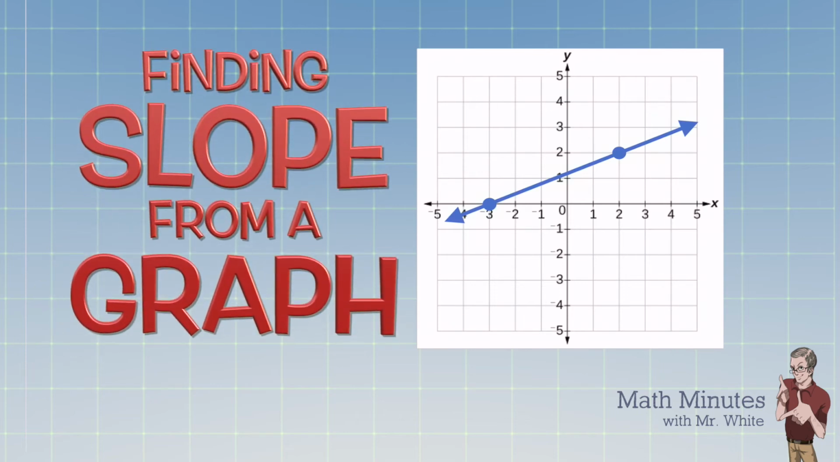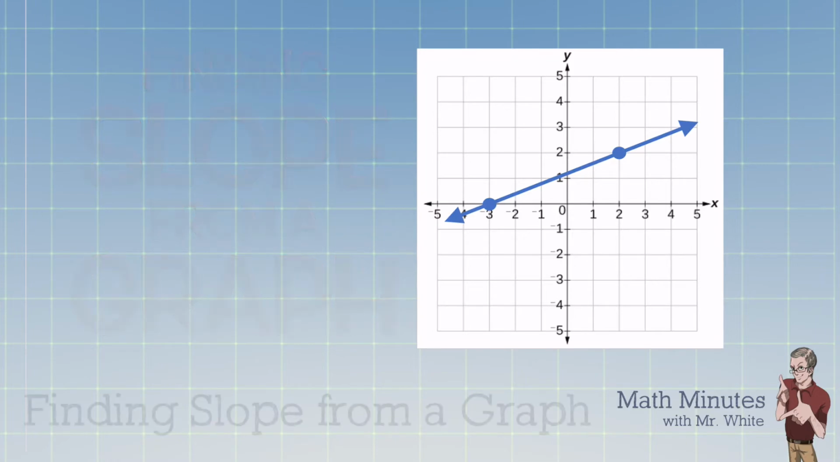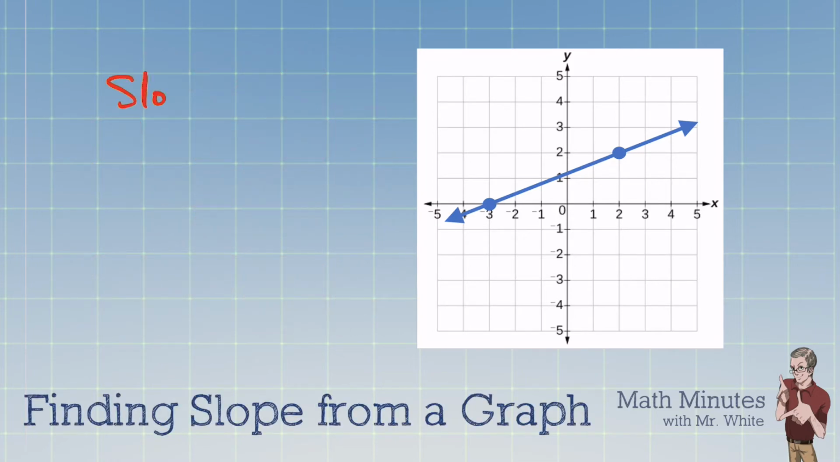The goal of this video is to give you the skills so that you can find the slope given a graph. Now remember, slope is a fraction. Slope is rise divided by run. It's actually a fraction. In the example you see before you, you see a line and you also see 2 points. I was nice and I gave you 2 points.